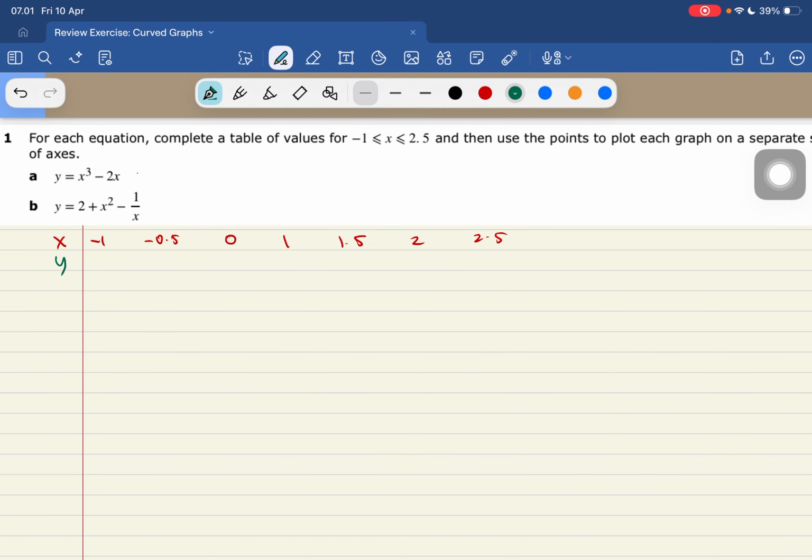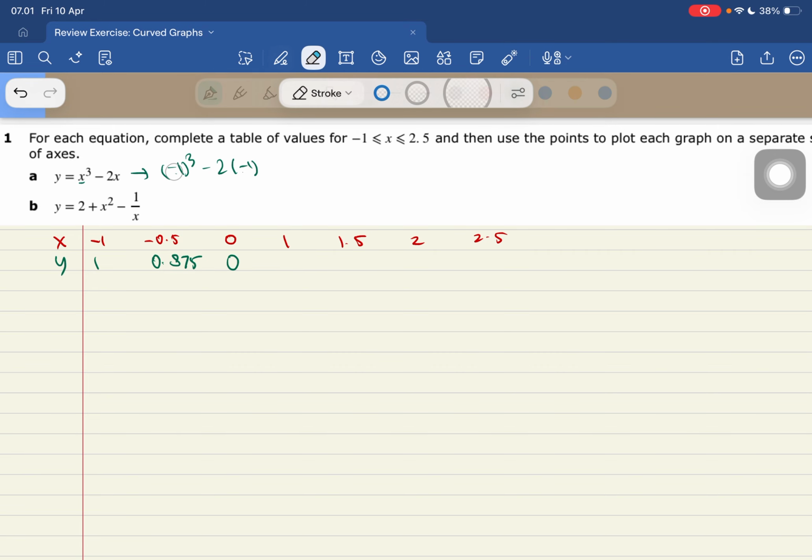We just substitute here. If x equals -1, it's going to be (-1) cubed minus 2 times -1, so we get the answer of 1. We substitute for each value. For -0.5 in place of x, we write -0.5, and we get the answer of 0.875. If x is 0, just substitute here, then you will get 0.